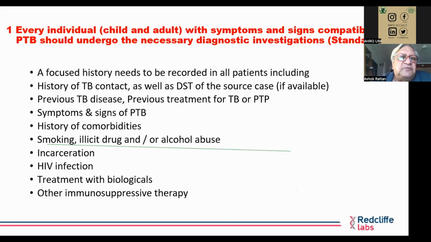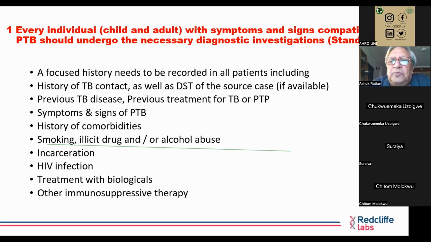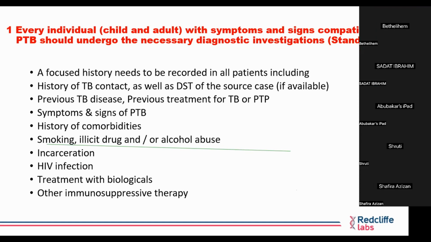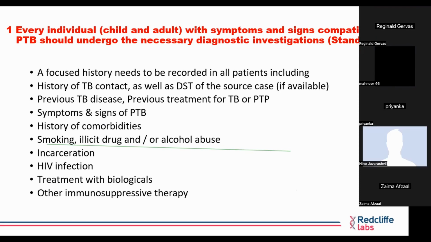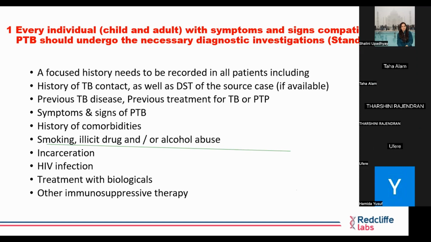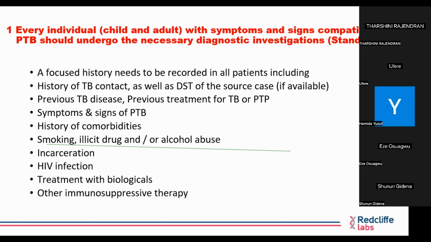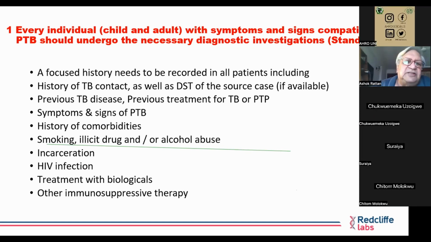For the first one, a focused history should be taken, and it should include history of contact as well as whether drug sensitivity was done of the person who had been infected and from whom we might have possibly got the infection, whether the patient has suffered from previous TB, and whether there are symptoms and signs of pulmonary tuberculosis. The whole history should be taken in detail.